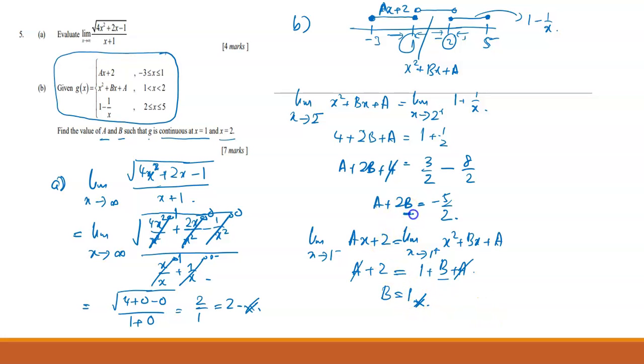Substitute b equal to 1 here. So then a plus 2b, which is equal to 1, it is negative 5 over 2. So then a equals negative 5 over 2, positive 2 here becomes negative, minus 4 over 2. 4 divided by 2 equals 2. So it is negative 9 over 2.